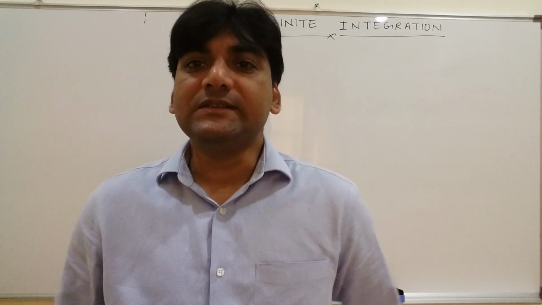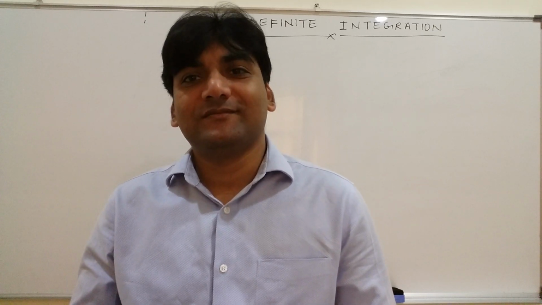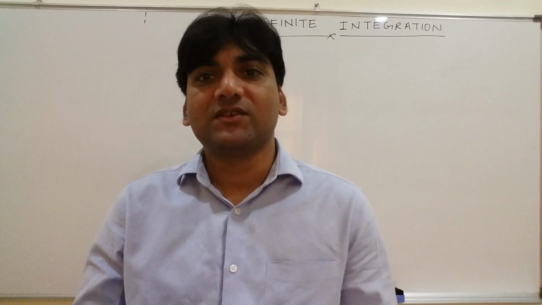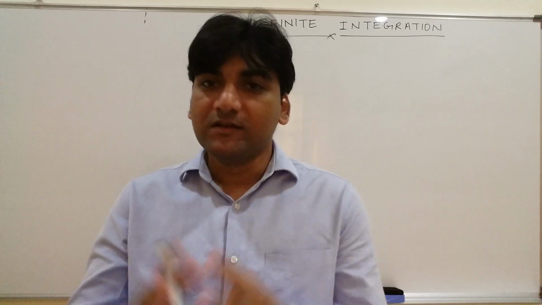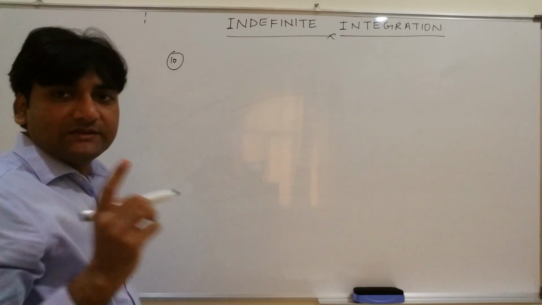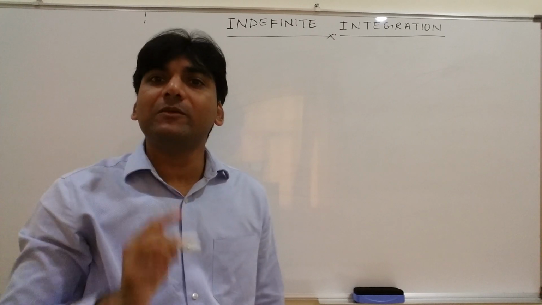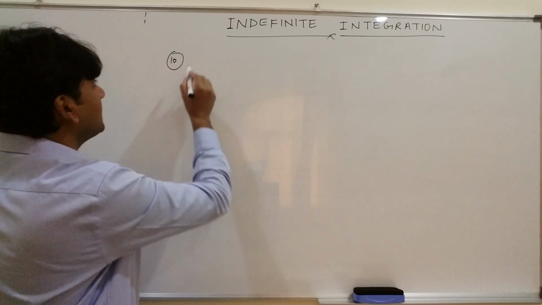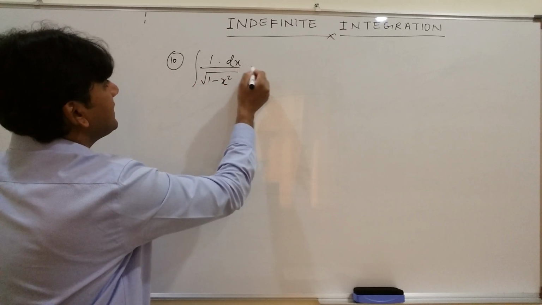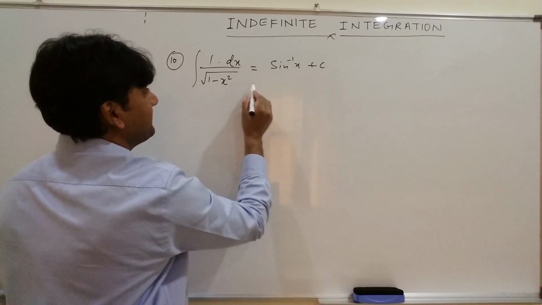Now we will learn antiderivatives of inverse trigonometric functions like sin inverse x, cos inverse x, tan inverse x, sec inverse x, cosec inverse x, cot inverse x. So let us understand. The 10th one: what is the derivative of sin inverse x? 1 upon root 1 minus x square, right? So the integral of 1 upon root 1 minus x square is sin inverse x plus c.